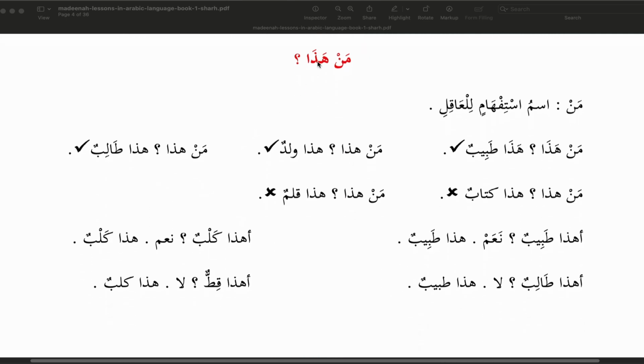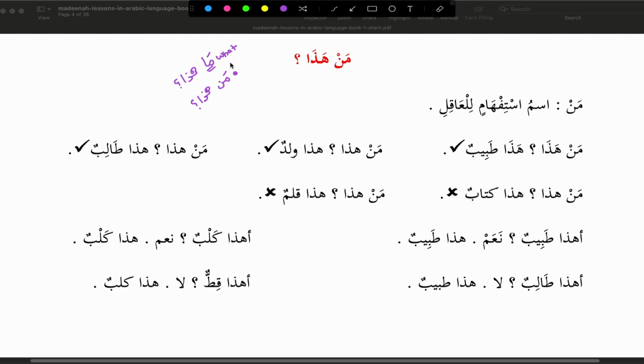طيب. And lastly, like we learned earlier, to ask something about non-living, what is this? You use ma in Arabic. In English, you say what and who, right? In Arabic, for what is ma, for who is man.